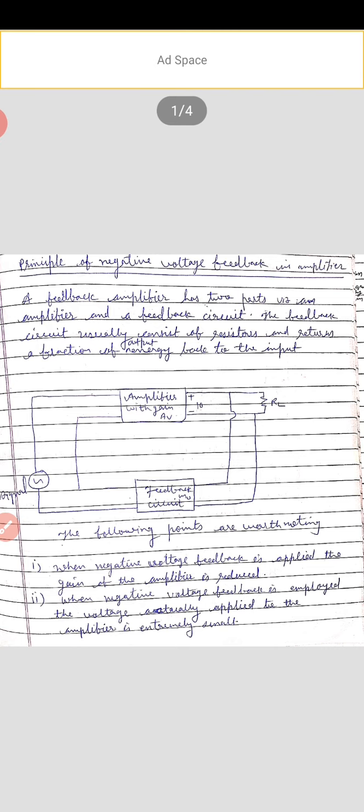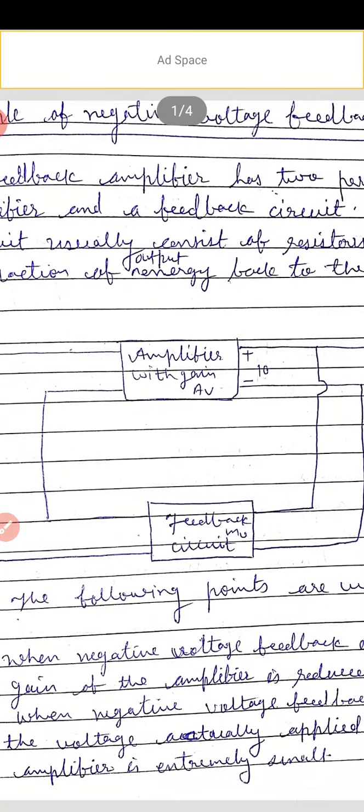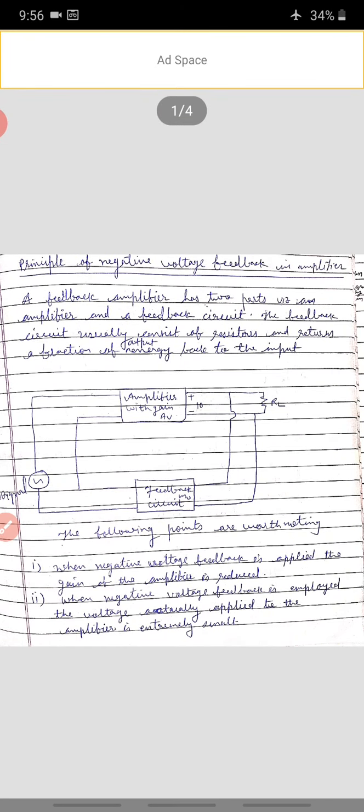Now, this is the diagram of an amplifier with feedback circuit. A feedback amplifier has two parts. First is the amplifier and second is the feedback circuit. The feedback circuit usually consists of resistors and returns a fraction of the output energy back to the input.